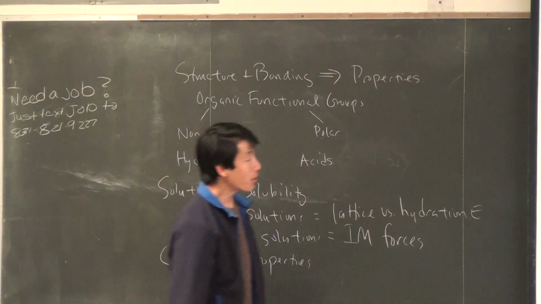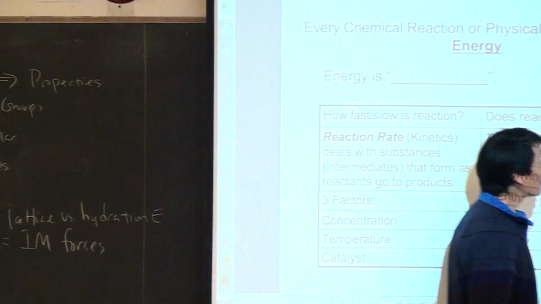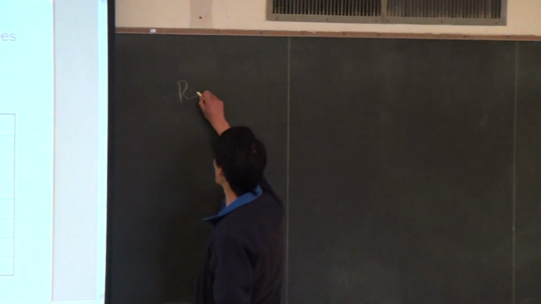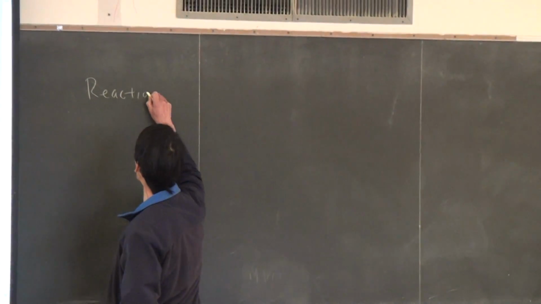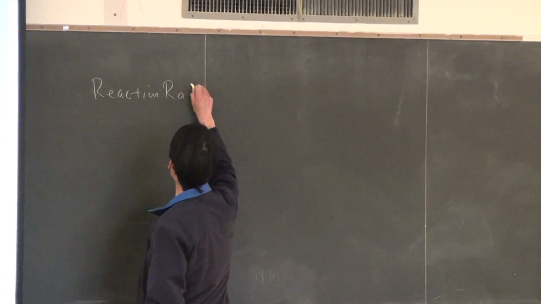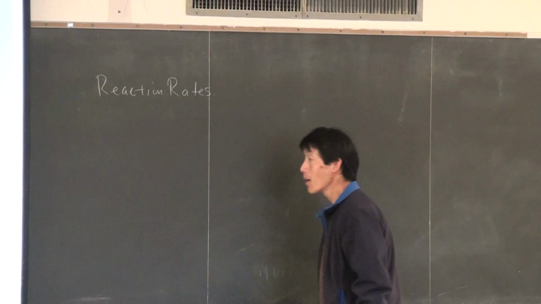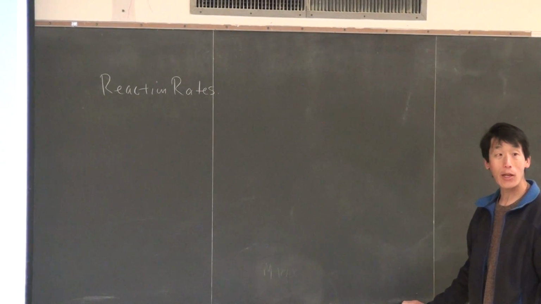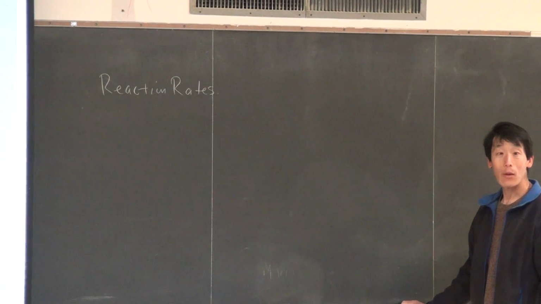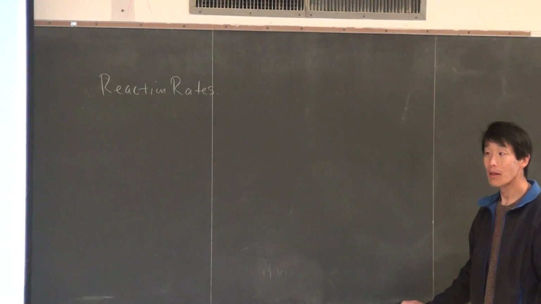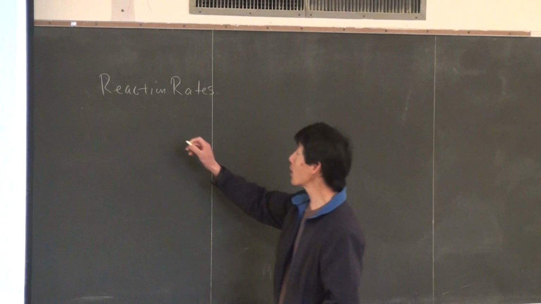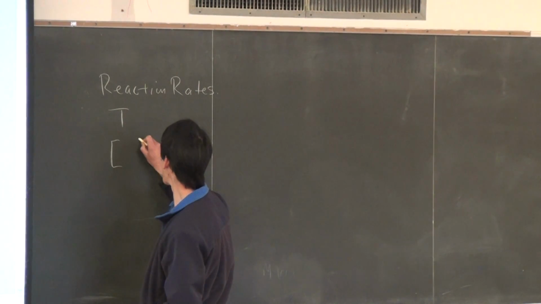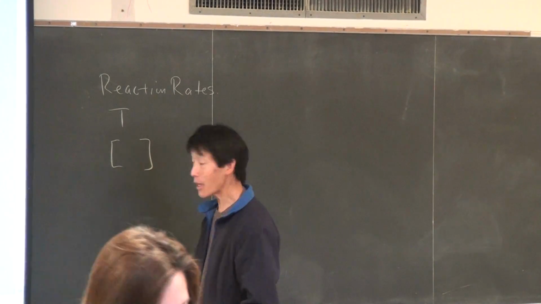And then after that, we looked at energy in chemical reactions. So we looked at reaction rates. The rate of reaction depends on three factors. What are those three factors that determine how fast a reaction occurs? Yeah, so temperature and concentration and catalyst.